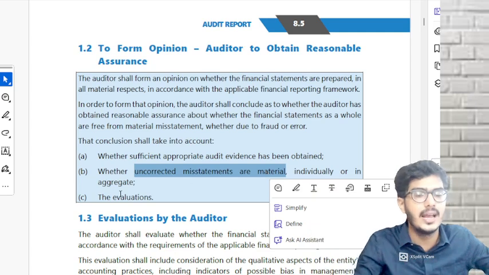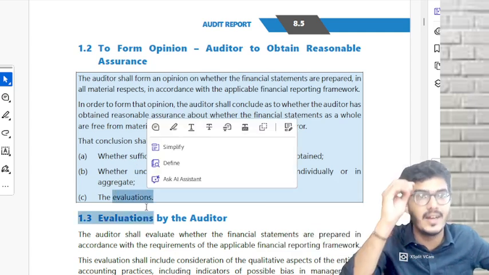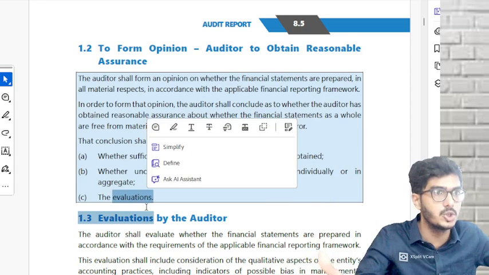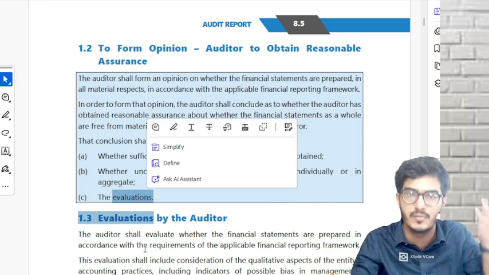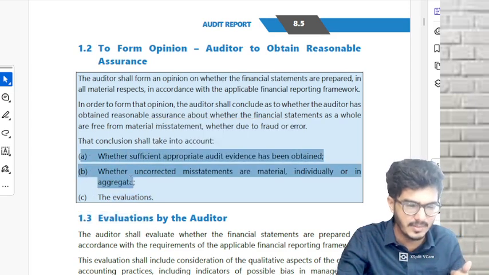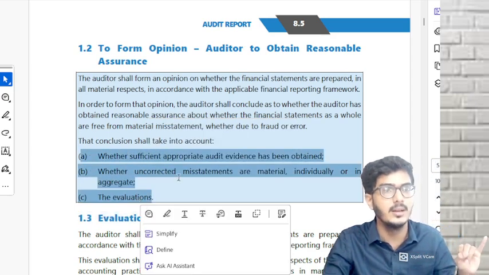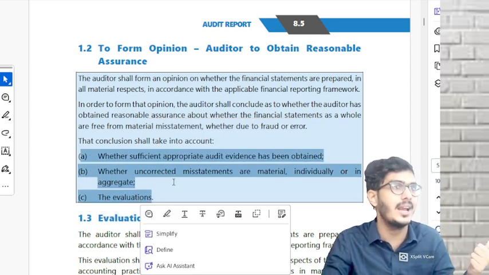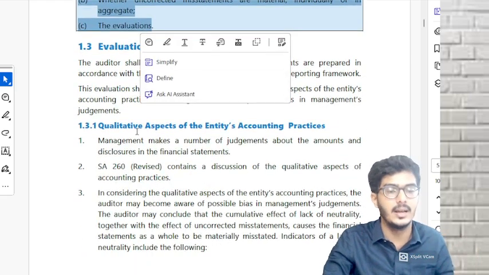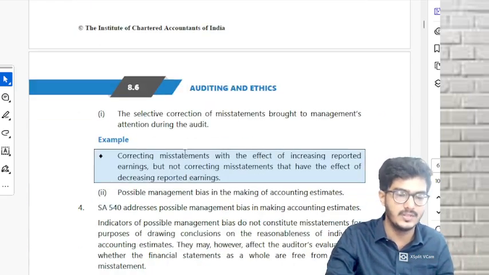Correct or not? And the last one: whatever audit findings, whatever evaluations you have made, that means drawing conclusions from your audit evidence, all those evaluations also you have to consider. Will you mark this? Yes, just remember these 3 points: SAE should be obtained, uncorrected misstatements are material, and last one, all the evaluations. Done. Then directly you can read this on your own. This is very simple. It's a mug-up question.